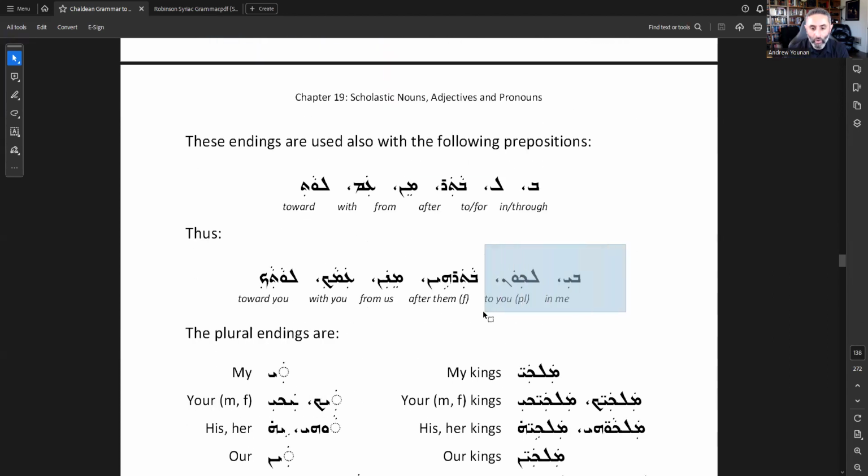Okay? So here's some examples. Be is in me. Lchon, to you. Batharhen, after them, feminine. Minnan, from us. Amach, with you. Luathach, toward you. Good? Okay.